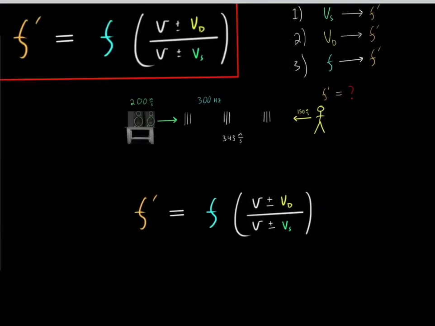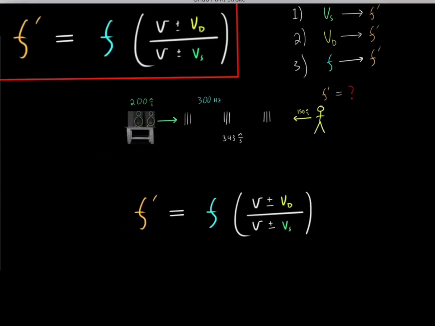So now let's imagine a really tricky example. Let's say the speaker is programmed to create sound at 300 hertz. And let's say the sound travels at a velocity of 343 meters per second. And let's say the source of sound is moving towards the detector at a velocity of 200 meters per second. And let's say this detector is moving towards the source of sound at a velocity of 150 meters per second. What's going to be the frequency perceived by this detector?